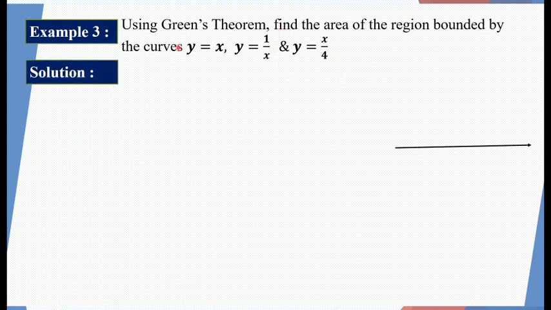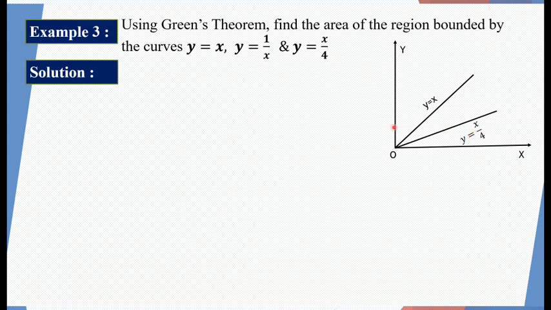So to solve it, we first draw these curves. Let this be the x-axis and this the y-axis. So y equals x is a straight line passing through the origin at a 45-degree angle, just like this. This is y equals x, and y equals x by 4 is also a straight line. So we can draw it here. This is y equals x by 4, and y equals 1 by x is a curve. This.